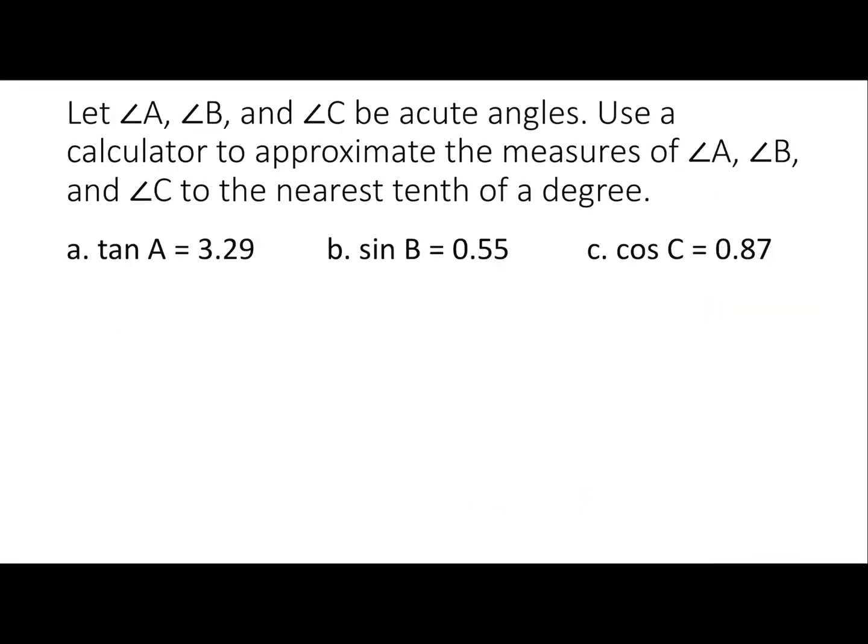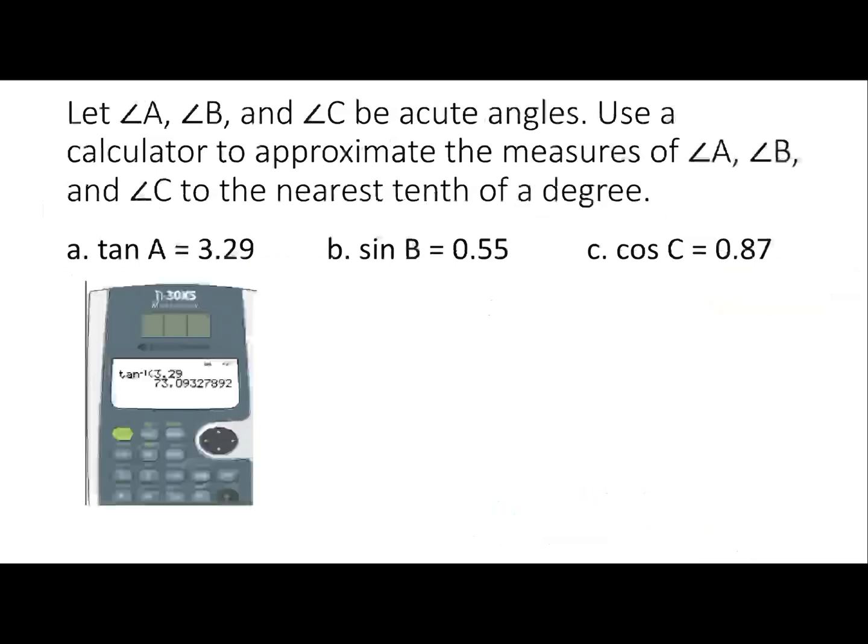And the next screen is going to allow us to practice some more. So I want you to find out what angle has an opposite over an adjacent of 3.29. Did you get 73.1 degrees? If so, good job. If not, try again. Make sure your calculator's in degree mode. And if your calculator needs you to go backwards, you would type 3.29 second or shift tangent. And then you should get 73.1 degrees.